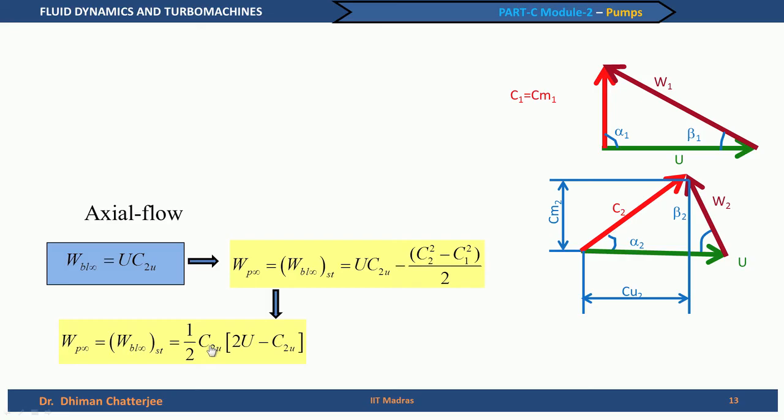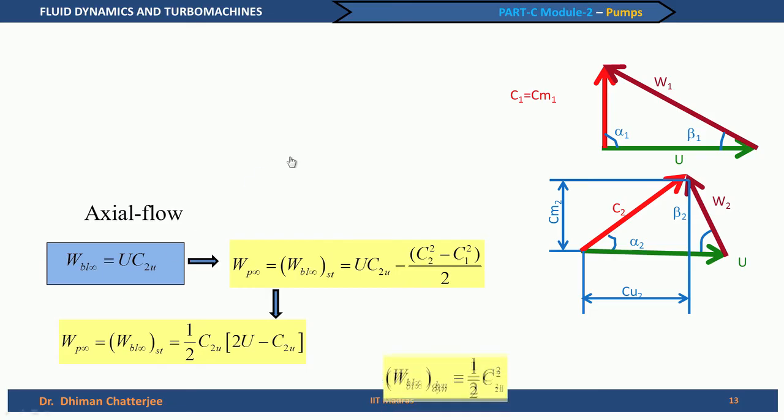If C 2 u is 0, which is a trivial case, because if C 1 u is 0 and C 2 u is 0, there is no power transfer, there is no energy transfer. So that is a trivial case which cannot be accepted. But anyhow, mathematically if C 2 u is 0, then there is no pressure rise. But if C 2 u is equal to twice u, then also you get no pressure rise. What does it mean? When there is no pressure rise, we are talking about an impulse stage, when there is no pressure change.